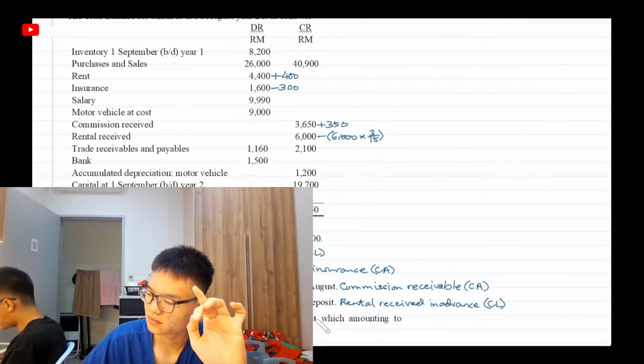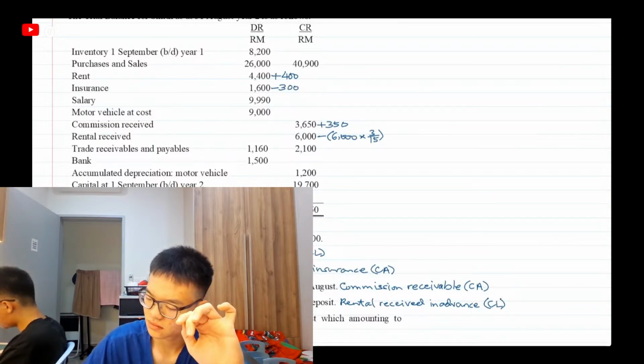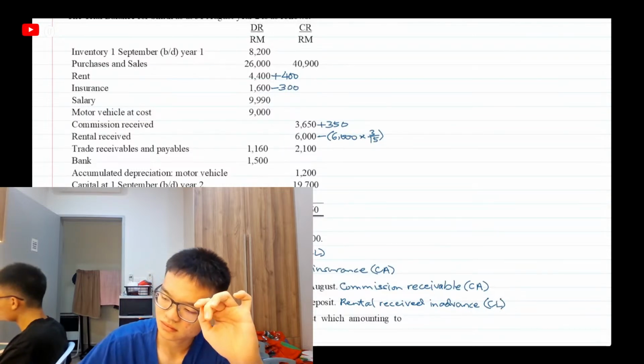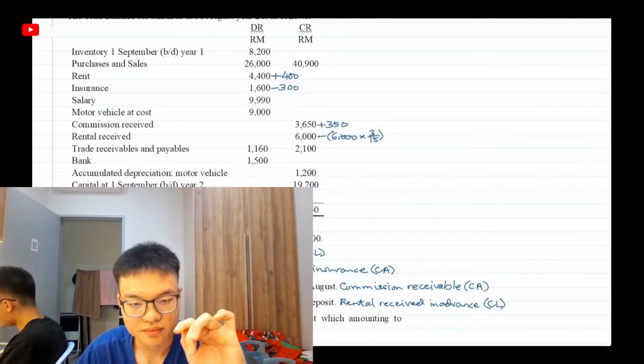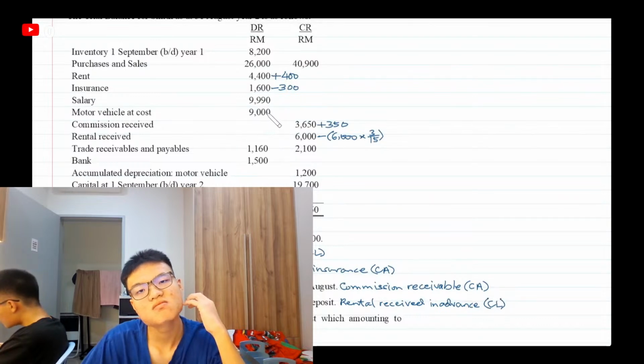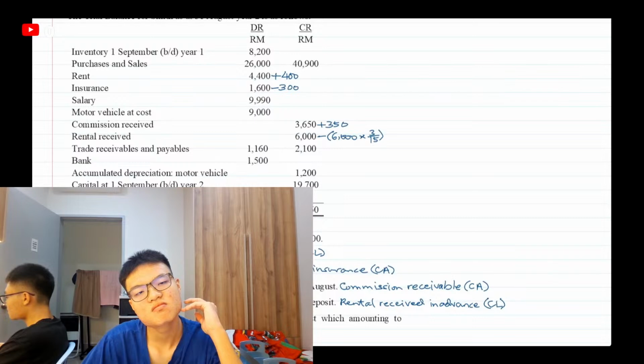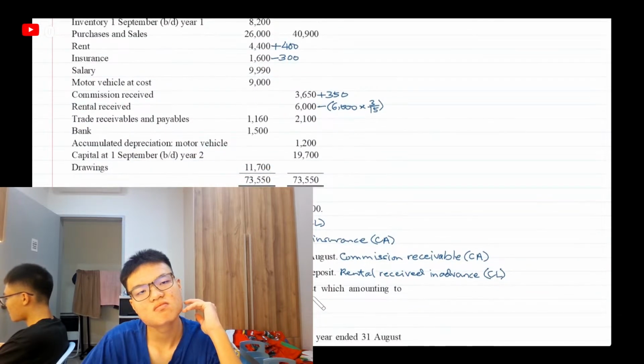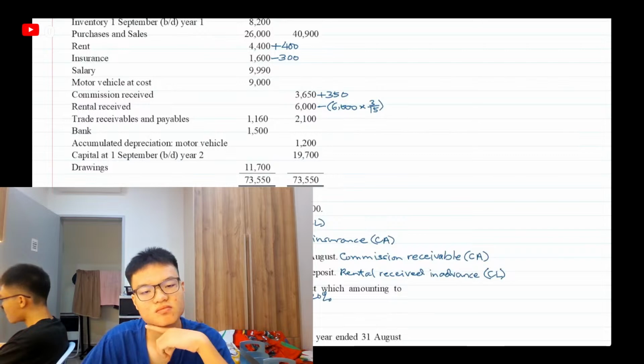Number 6, the motor vehicle is to be depreciated at 20% at cost, which amounts to 1,800 ringgit. Now, this is depreciation. Depreciation is actually a year-end adjustment. When you record depreciation at the end of the year, it is a year-end adjustment. Now, the calculation is already done for you, 1,800 ringgit. You don't have to calculate it. If you want to calculate it, it's 9,000 ringgit cost times 20%, which is equal to 1,800. So this 1,800 is the depreciation expense for your motor vehicle.